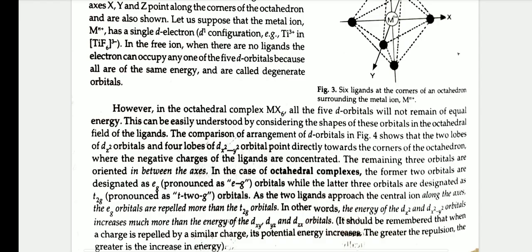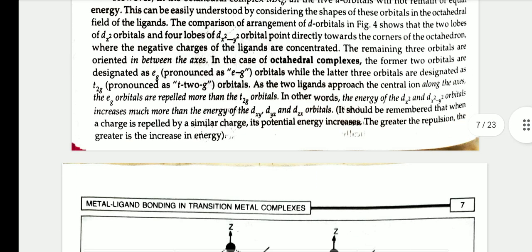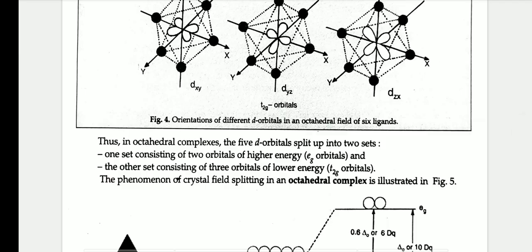As the ligands approach the central ion along the axes, the eg orbitals are repelled more than the t2g orbitals. In other words, the energy of the dz square and dx square minus y square orbitals increases much more than the energy of the dxy, dyz, and dzx orbitals. It should be remembered that when a charge is repelled by a similar charge, its potential energy increases. The greater the repulsion, the greater is the increase in energy. Thus, in octahedral complexes, the 5 d orbitals split up into two sets, one set consisting of two orbitals of higher energy, the eg orbitals, and the other set consisting of three orbitals of lower energy, the t2g orbitals.